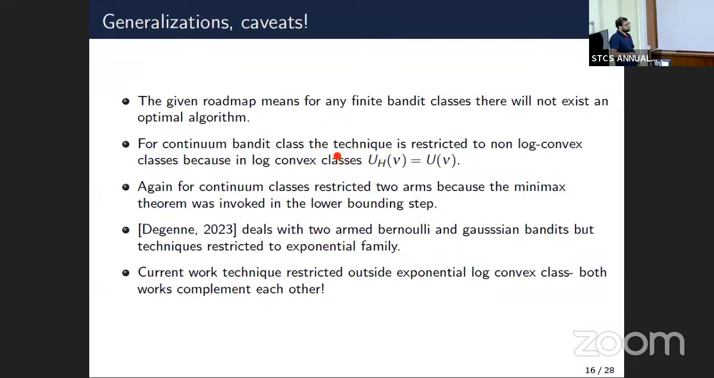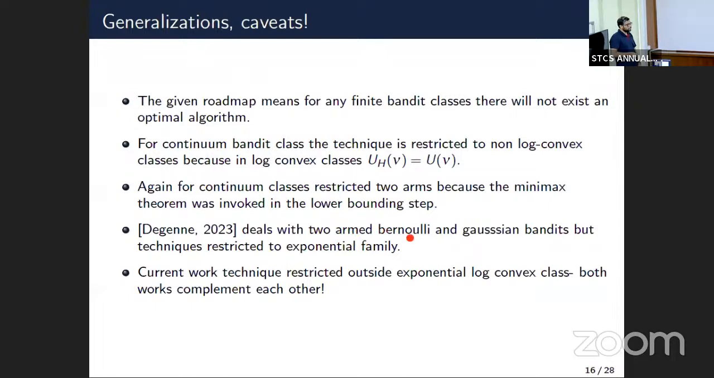Again, there are certain restrictions on this technique. The quantities UH nu and U nu are exactly equivalent when the classes are log convex. This is a result of log, which we are utilizing here. The other issue is that it is restricted to 2 arms because we had to invoke the minimax theorem. The reason why it worked for 2 arms is because the alternate set typically is convex in 2 arms. But when you have more than 2 arms, it becomes a union of convex sets, which is not convex itself. So how does this compare with the recent result of Degenne?